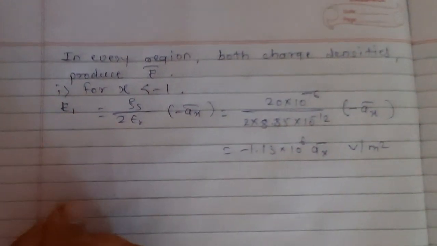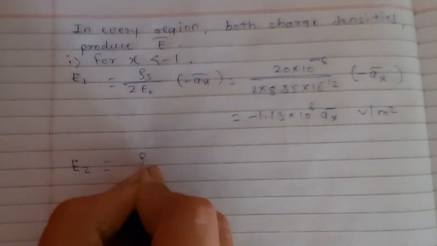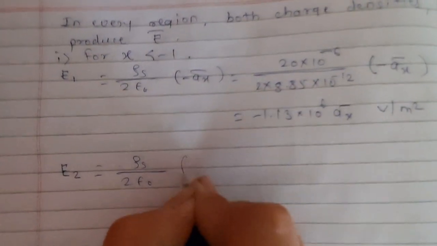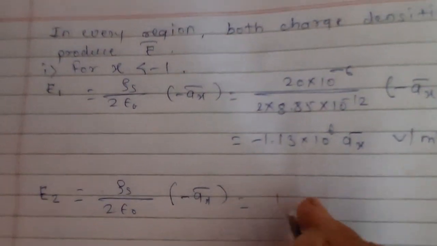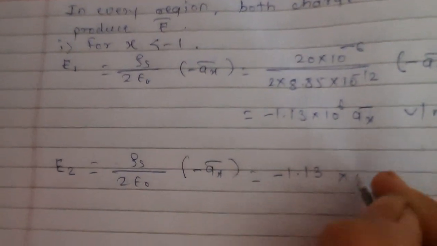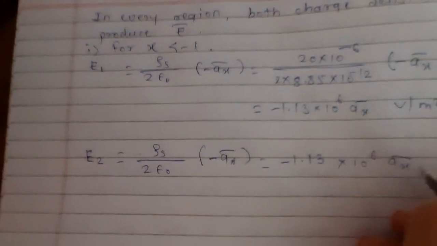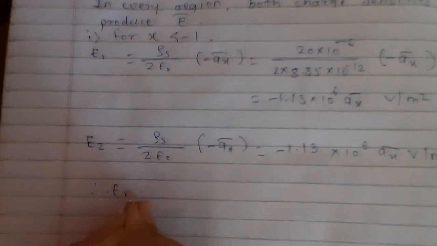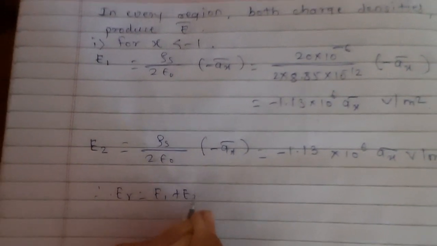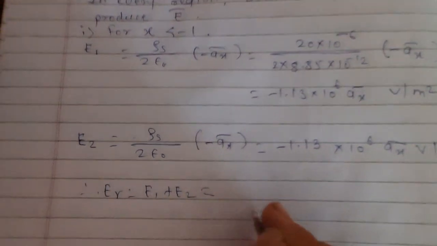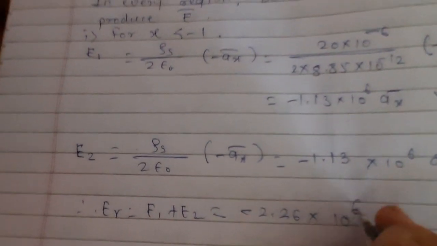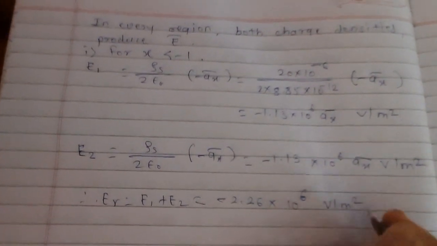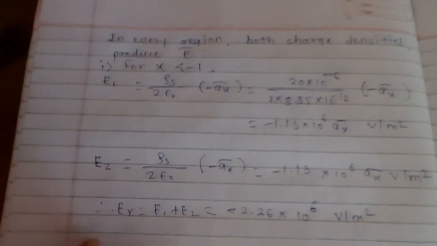Now for this condition we have to calculate E2. So it is the same, rho s over 2 epsilon 0, it is minus x bar. So it is the same, that is minus 1.13 into 10 raised to 6 ax bar per meter square. Now we have to find the total. So E1 plus E2, it is minus 2.26 into 10 raised to 6 ax bar per meter square.